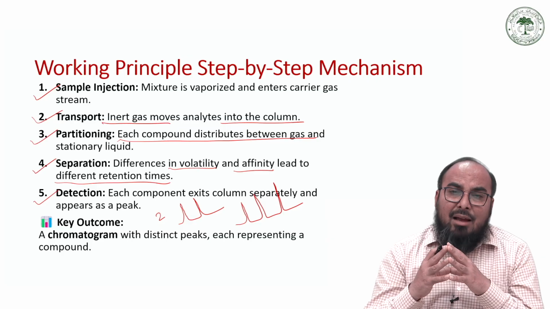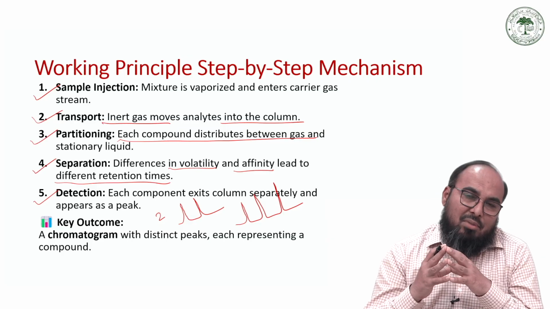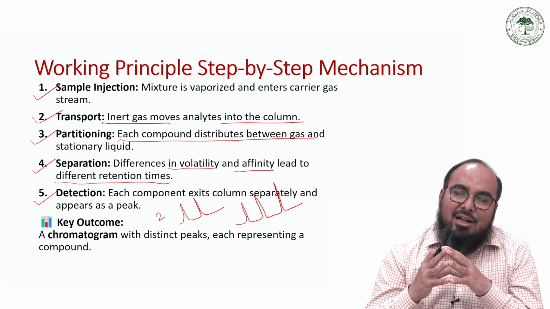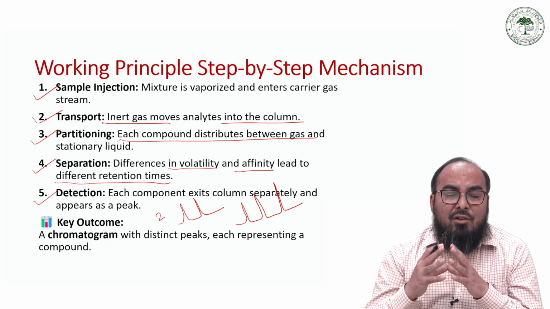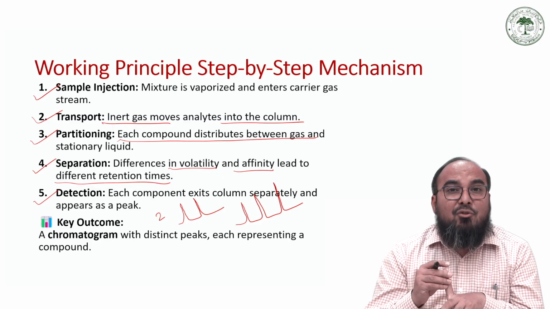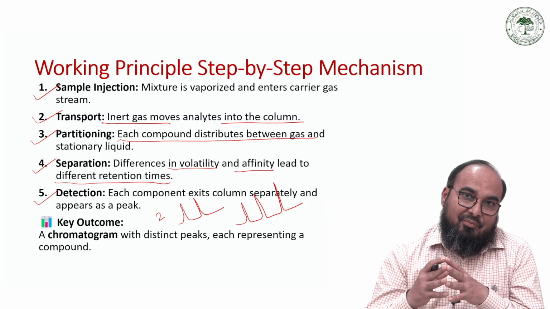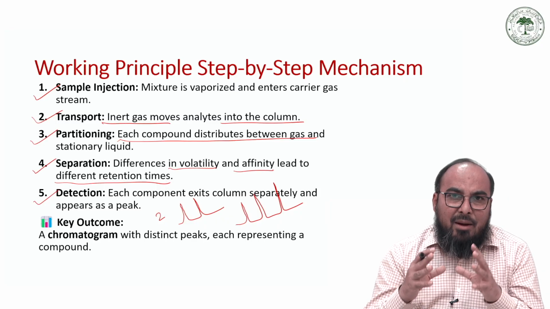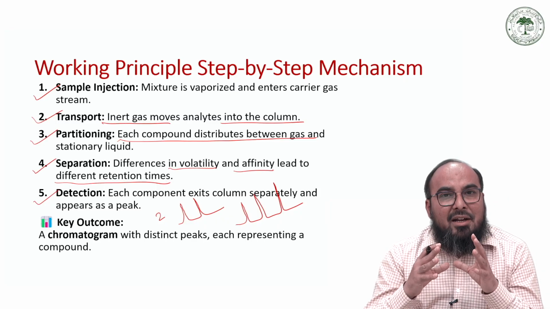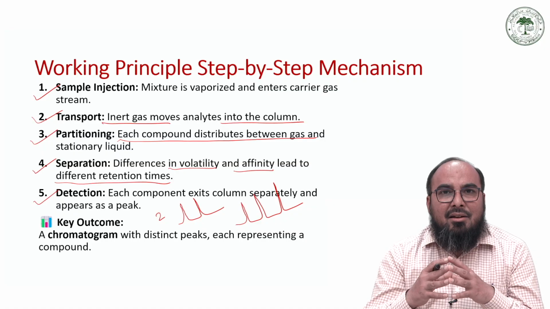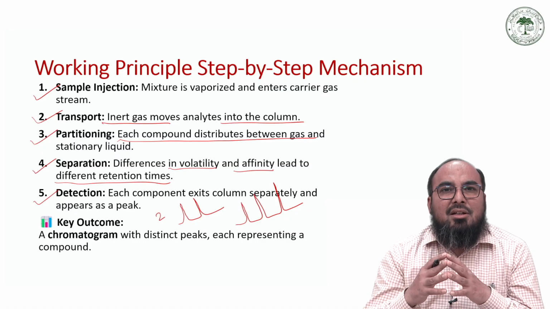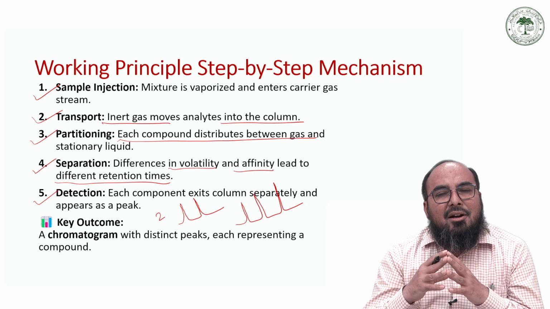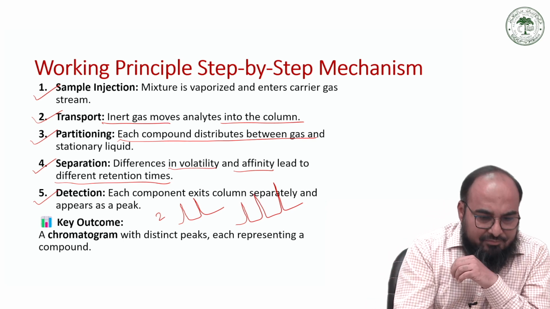Now, let us suppose a case where your sample is a liquid. Then first of all you have to vaporize your sample so that the sample vapors get mixed with the carrier gas, and then they can be transported to the column, and in the column the separation occurs. Okay.